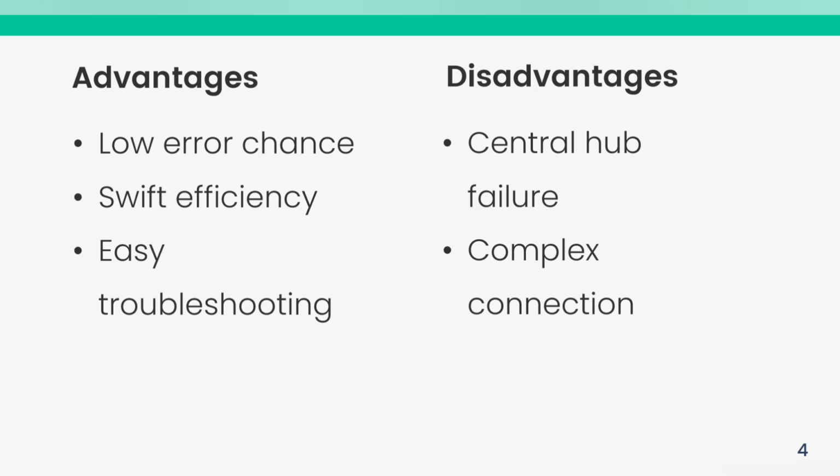Switches can intelligently manage data traffic, reducing the risk of collisions and improving network efficiency. Disadvantages of star topology are central hub failure and complex connection. Star topology can be more expensive to set up than bus or ring topologies because it requires more cabling and a central hub or switch.